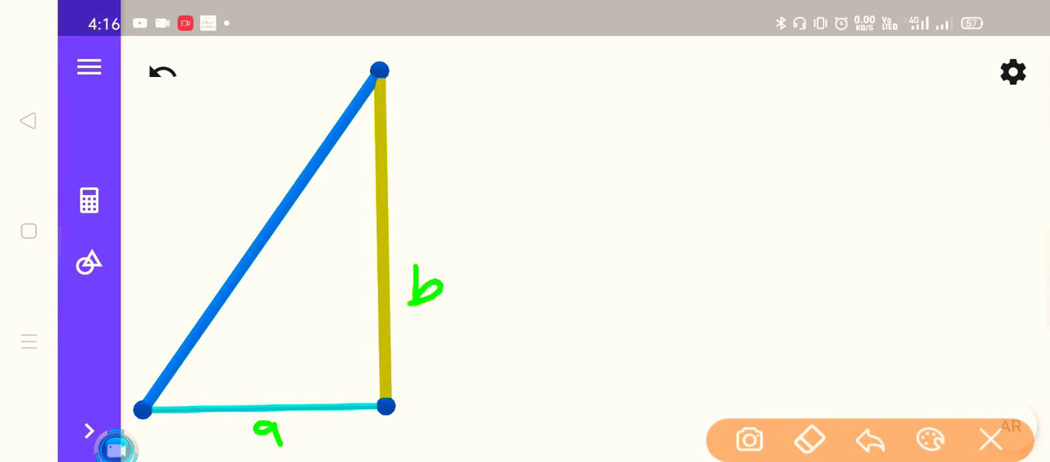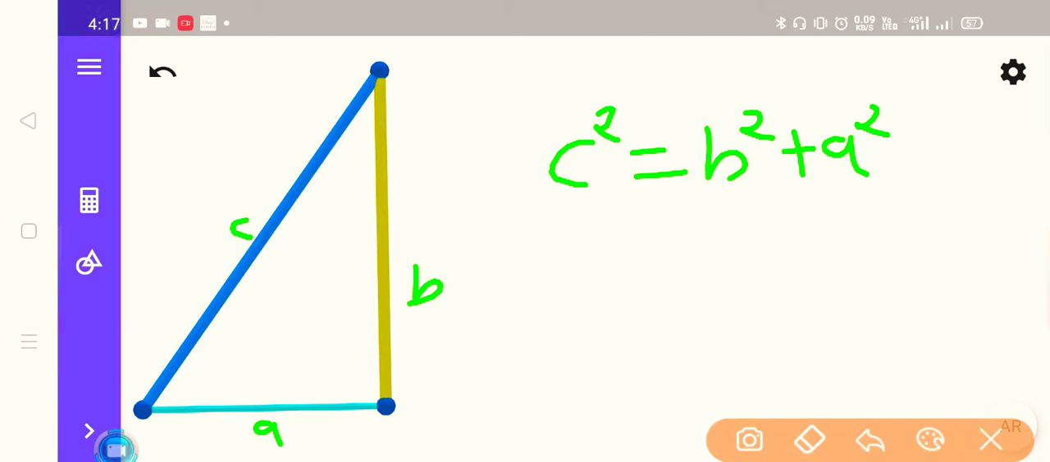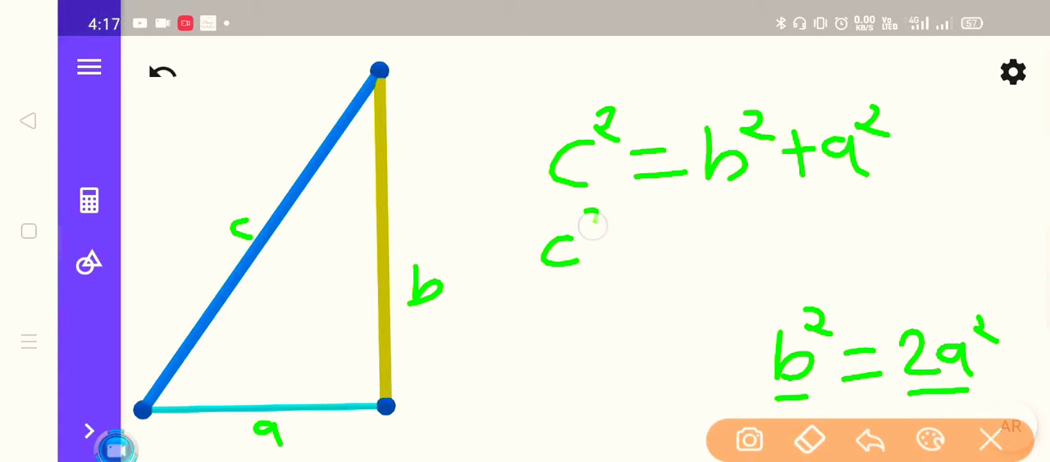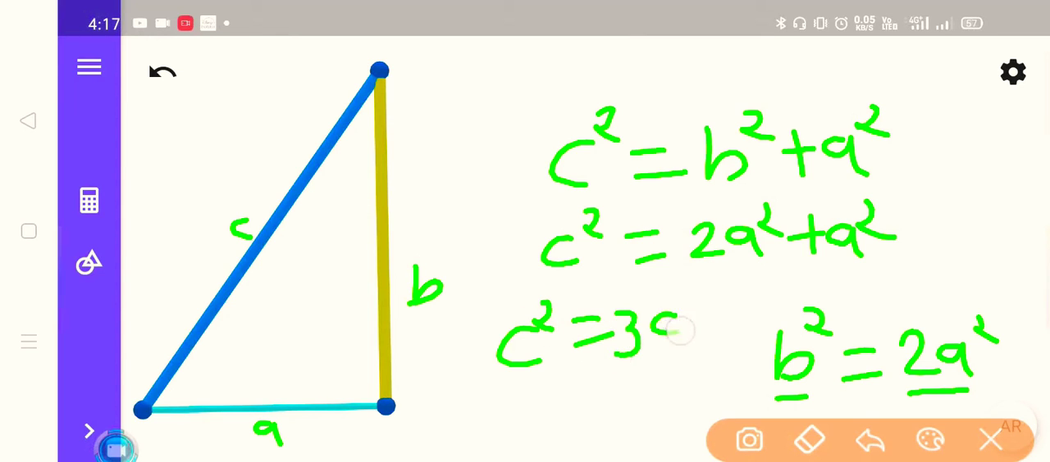For the given triangle A, B and C, we can say that C square is equal to B square plus A square. But we already know that B square is equal to 2A square, as mentioned in the previous calculation: face diagonal line is equal to root 2 A. That means B square is equal to 2A square. So let us put this value in the equation. C square is equal to 2A square plus A square. That means C square will become 3A square, or C is equal to root 3 A.